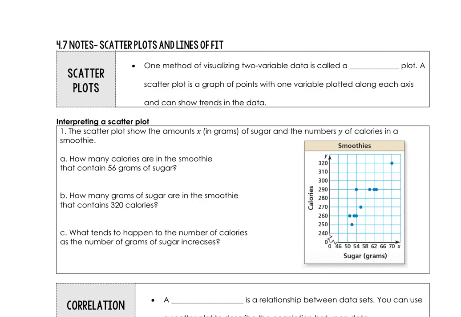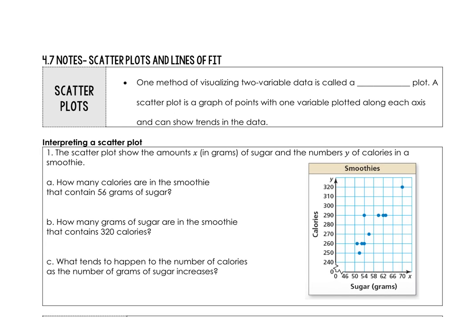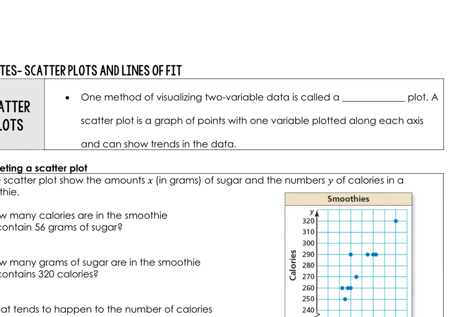Okay, so in this last section, 4.7, we're going to be looking at scatter plots and lines of fit. So we're bringing in a little bit of a data lesson with our linear functions lesson. We're going to start by talking about scatter plots, which is just a method of visualizing two-variable data. It is called a scatter plot. So filling in that blank.